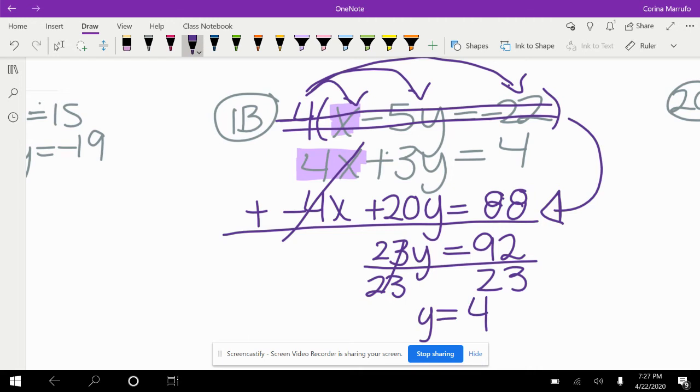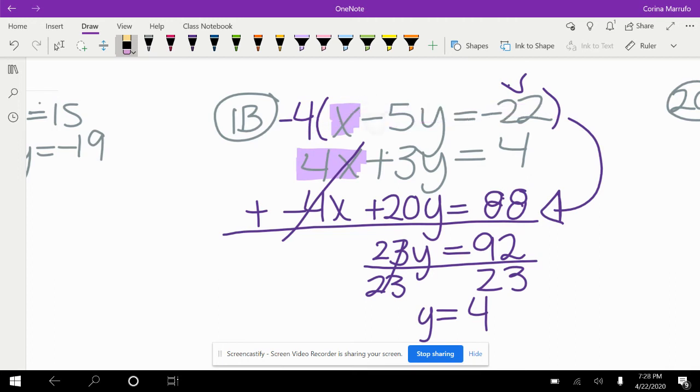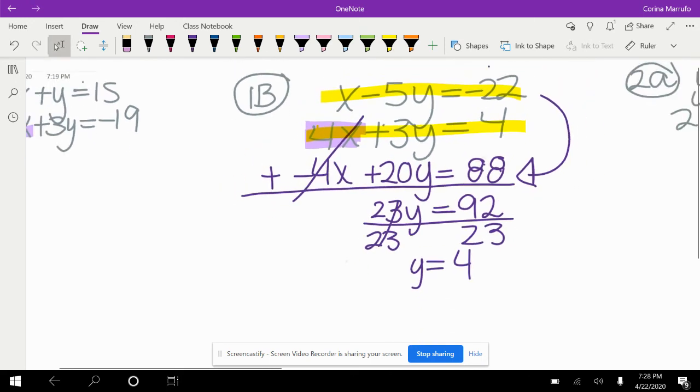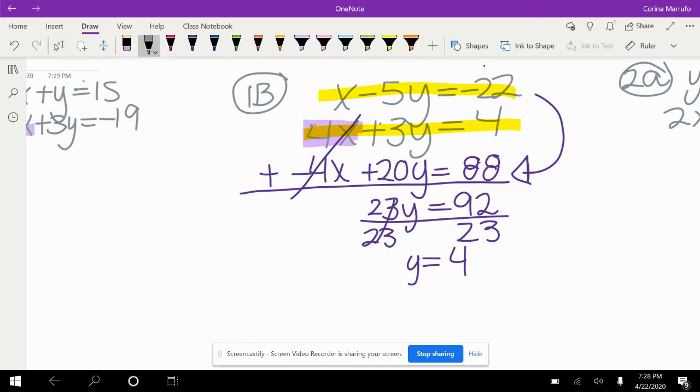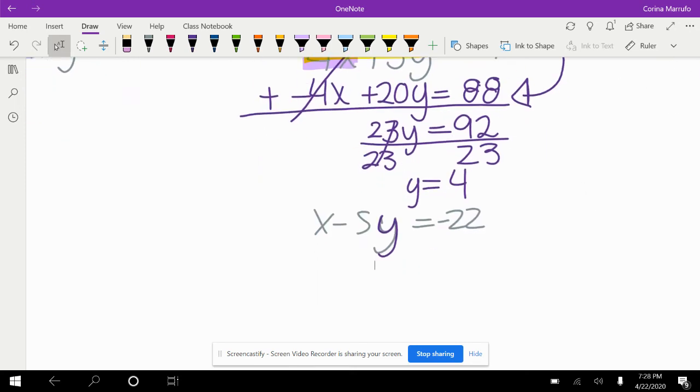Okay, so now that we have y, we can go ahead and plug it into any one of the original equations. I'm going to erase all this just so you can see the equations. You can either plug it into this first one right here, or you can plug it into this one right here when you're looking for your x value, because now we know y. Whichever one you pick, it doesn't matter. I'm going to pick the first one. So we have x minus 5y equals negative 22. And I'm going to go ahead and plug in that 4. So instead of y, where I see this y right here, I am going to plug in a 4.